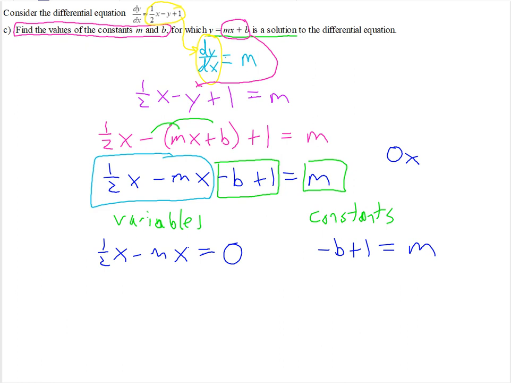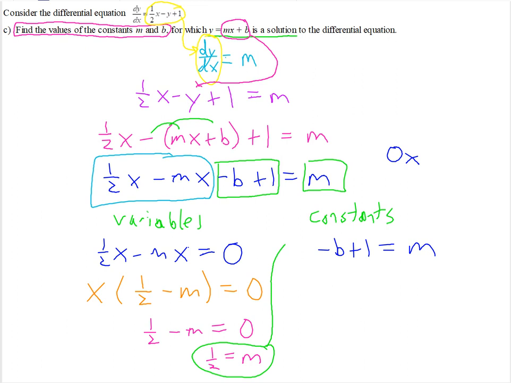Notice you can factor out the x. And we're left with 1/2 minus m. As this is in factored form, one of these has to be 0. So yeah, x could be 0 to make this true. However, we're not interested in solving for x. We're interested in figuring out what m and b could equal. So if we set the 1/2 minus m equal to 0, that would make this equation true. Add the m over, so m could equal 1/2. So we've solved for m.